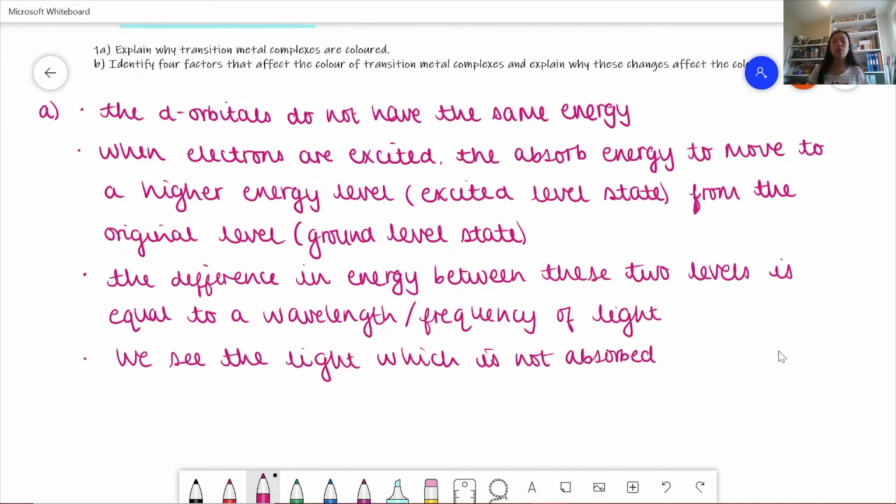And it's also really important to remember the difference between transmits and reflects. When we're talking about solids, we say reflects. So when a solid looks yellow, we say it reflects yellow. However, if it's a solution, we say transmits. So if we have a yellow solution, we say yellow is transmitted.